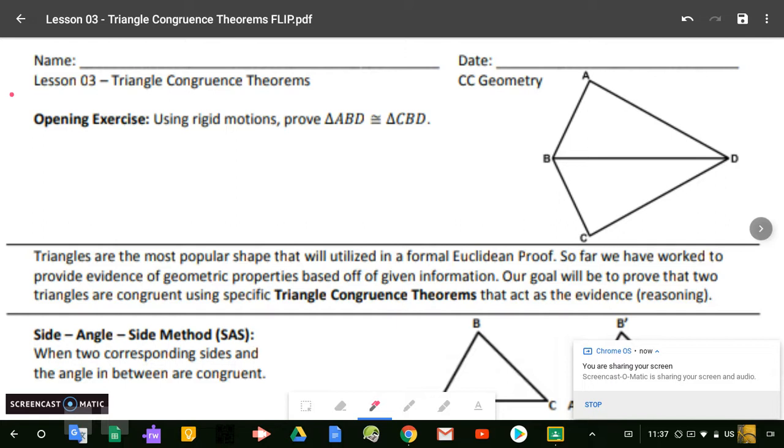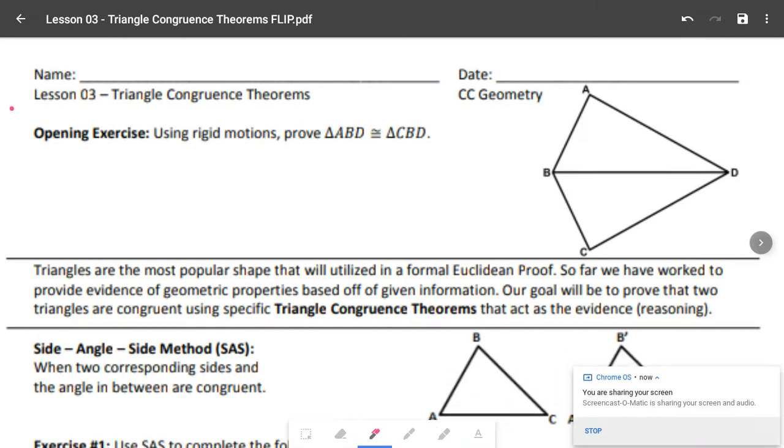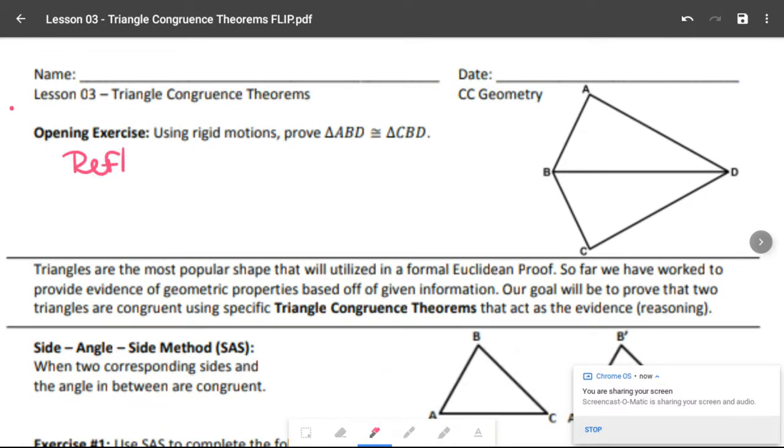Additionally, we want to be specific and explain exactly what type of rigid motion occurred here. So to map one triangle onto the other, it would need a reflection, and it would reflect over the line BD.